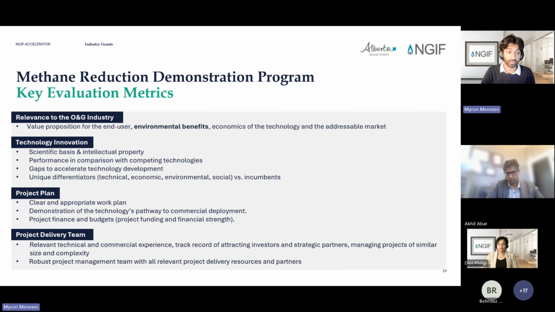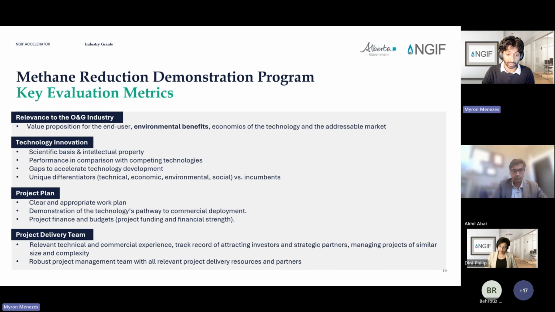The second thing we look at is the innovation of your technology. What's the scientific principle that drives the solution? What's the status of the intellectual property? We want to be able to see how it performs in comparisons with other competing technologies in the market and whether you have evaluated all the gaps needed to accelerate the technology towards commercialization. The third thing we look at is the project plan. We want to be able to see very clear, well-refined project baselines in your applications. One thing we particularly look at is whether the timelines and the cost of the project mirror the scope that's alluded in the application.